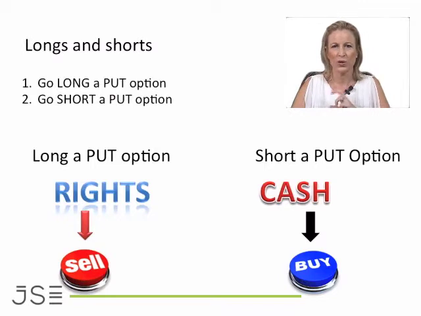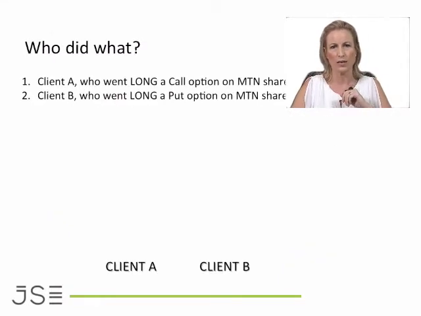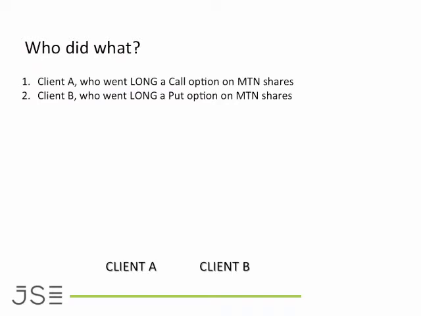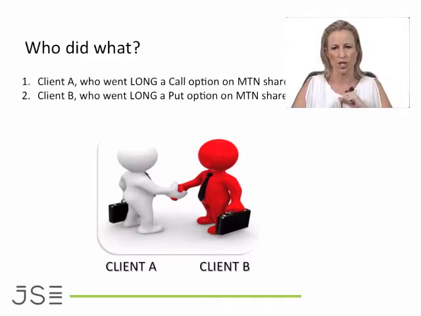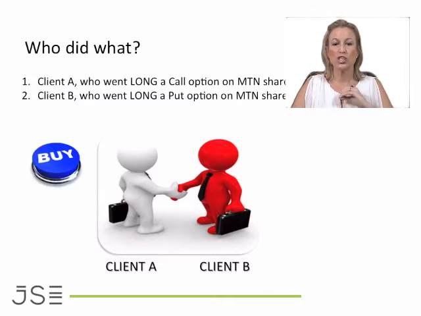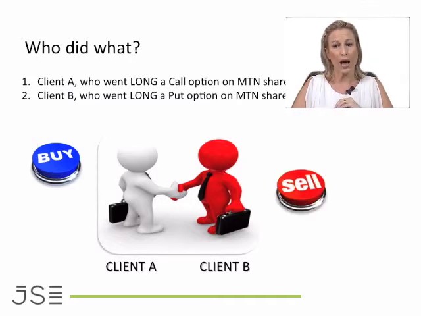Simple, right? Right, let's make sure that you get the concept. Let's do an example of client A who goes long a call option on MTN shares. Client B went long a put option on MTN shares. So what does this mean? Who's actually going to end up buying or selling the shares? Well, client A went long a call option, which gives them the right to buy the MTN shares at a future date. Client B bought the rights to sell the shares at a future date.